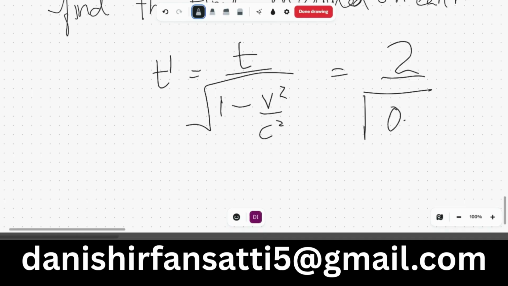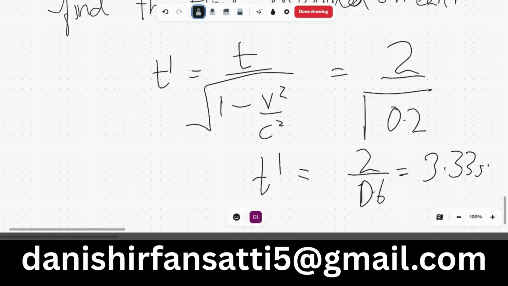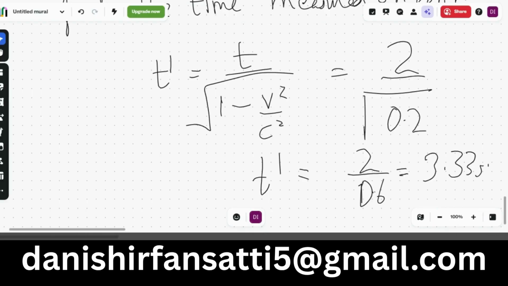The square root of 0.2 is something like 0.6, so 2 divided by 0.6 will give us 3.33 seconds. That is for time dilation.